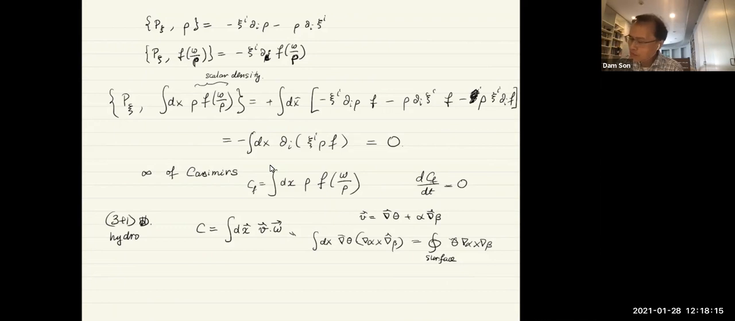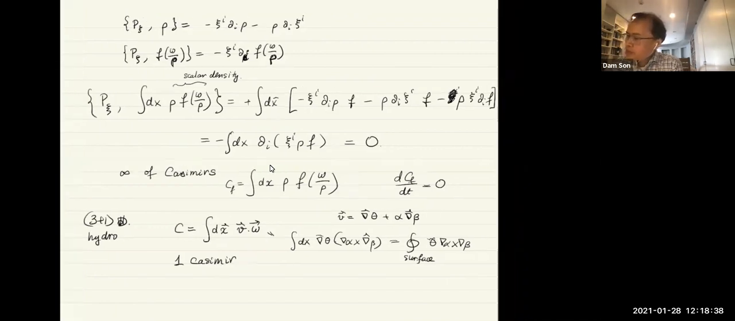So this is also a Casimir in 3 plus 1 dimensions. But you see here there is a difference between 2 and 3 dimensions. In 3 dimensions there is only one Casimir, this V. And here it's an infinite number of Casimirs. So what is it related to? Why is it so?